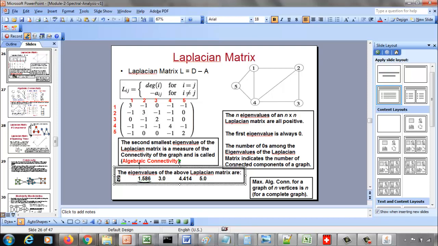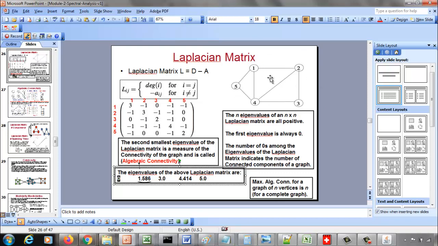Now there's going to be at least one 0 among the eigenvalues of a Laplacian matrix. Okay, that's one property, at least one 0. How many zeros are you going to have? Since I said at least one 0, how many zeros are you going to have among the eigenvalues of a Laplacian matrix? It depends on the number of components you have in the graph.